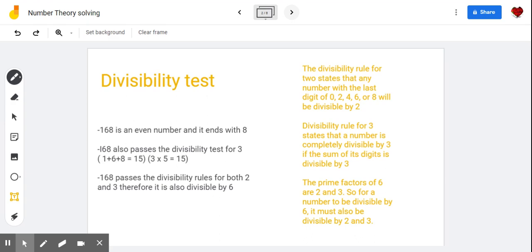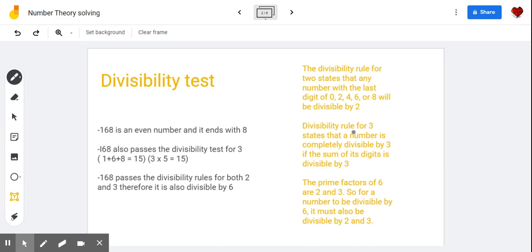The first step in this is to figure out everything that 168 is divisible by. So, over here we have 168 is an even number and it ends with 8. So, 168 is meeting the divisibility rule for 2, which states that any number with the last digit of 0, 2, 4, 6, or 8 will work.